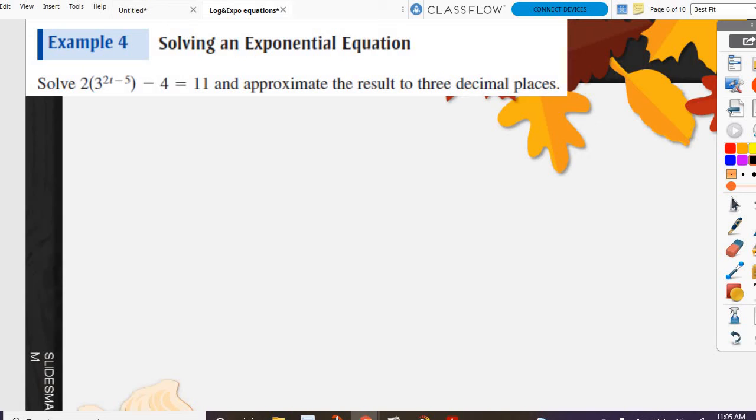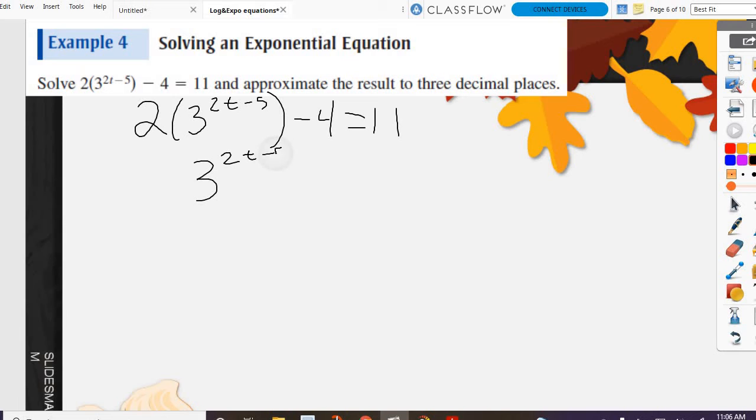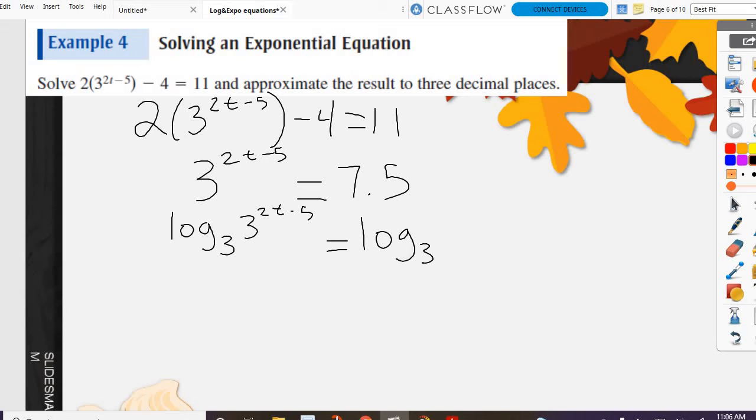What do we say our first step is when I'm dealing with exponentials? Isolate. So what are we trying to isolate? The 3 to the stuff, yeah? So we would add 4, divide by 2, so we get what? 7.5. So then, in order to undo our exponent, we need to take the log of both sides, specifically the log of 3 this time.